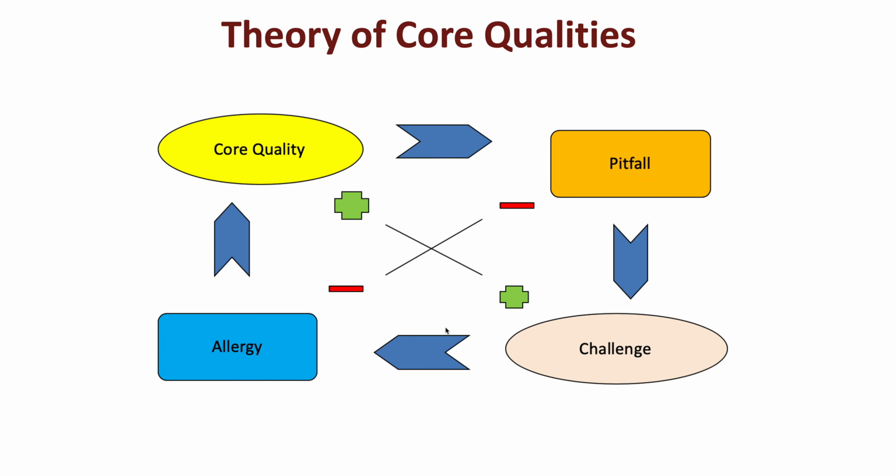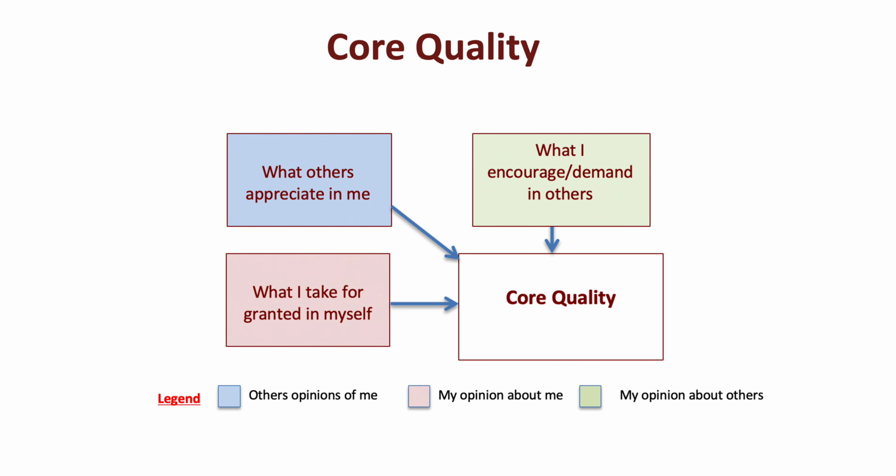So what I'm going to do is start with the core quality, and take each of these boxes and break them down as we look at them. On the screen now, you can see the core quality in the bottom right hand side of the screen. And then I've color coded 3 boxes, one in a pale lime green, one in pink and one in blue. And it represents different aspects. In one case, the pink, for example, is my opinion about me. The green is my opinion about others. And the blue is others' opinions of me.